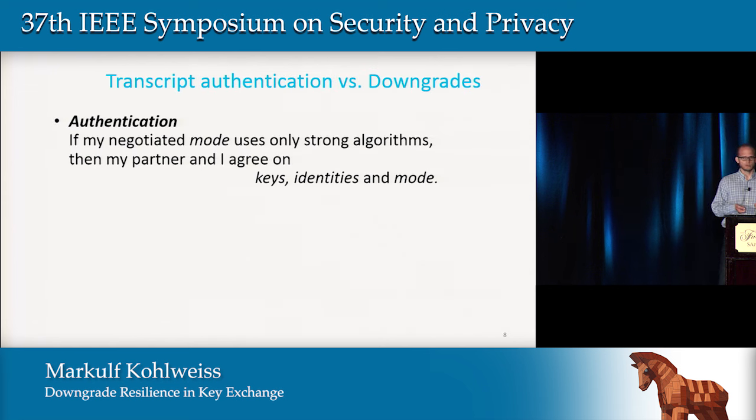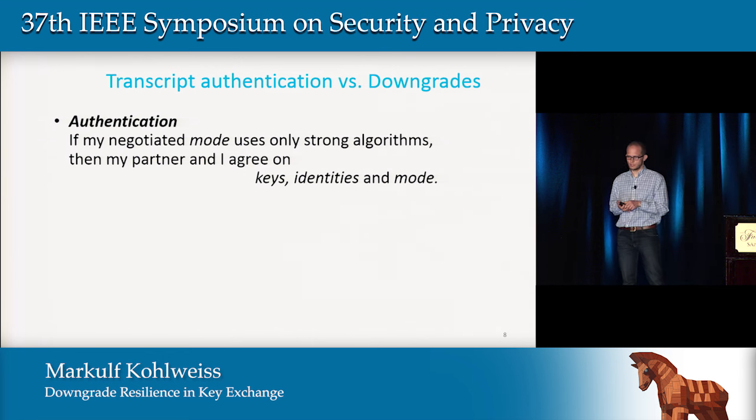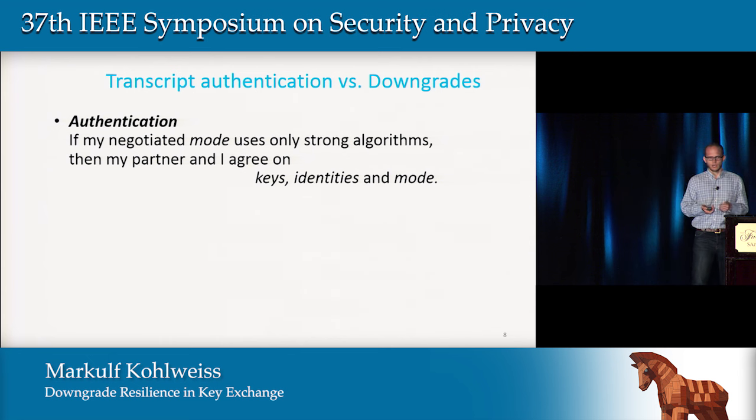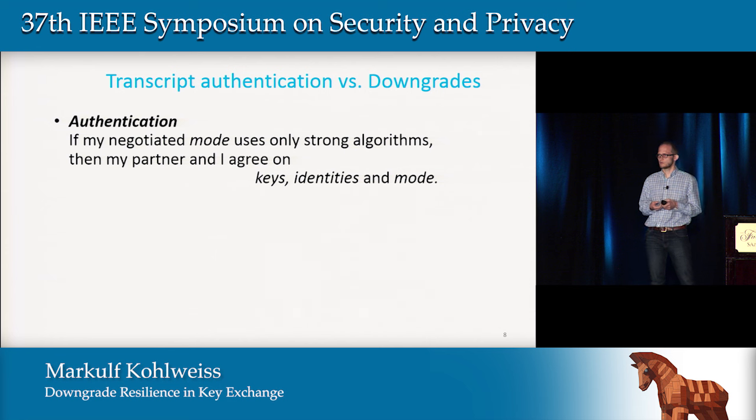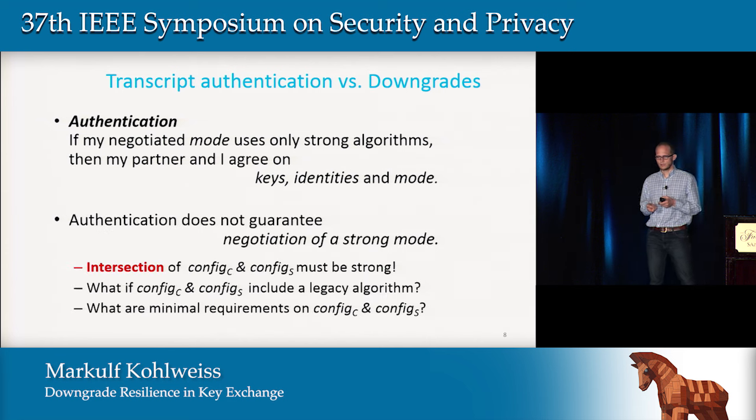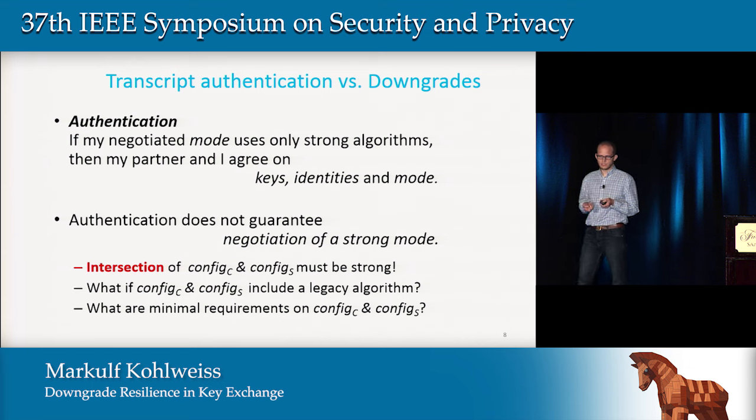So let me explain, using that terminology, why existing security definitions do not capture downgrade. I take authentication as an example. Typically, authentication says that if my negotiated mode uses strong algorithms, then my partner and I agree on the keys, the identities, the mode, and potentially the whole transcript. But even that is not enough to guarantee downgrade protection, because authentication does not guarantee negotiation of a strong mode. That's basically where it starts off.